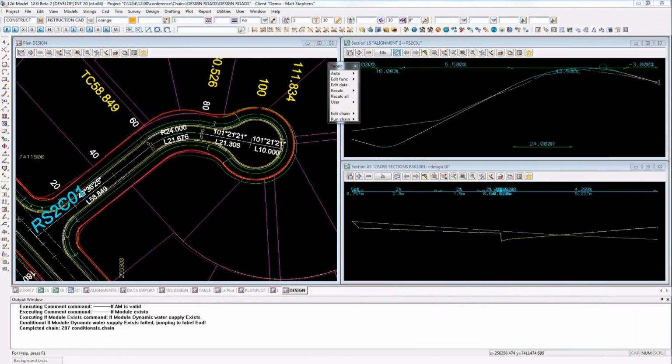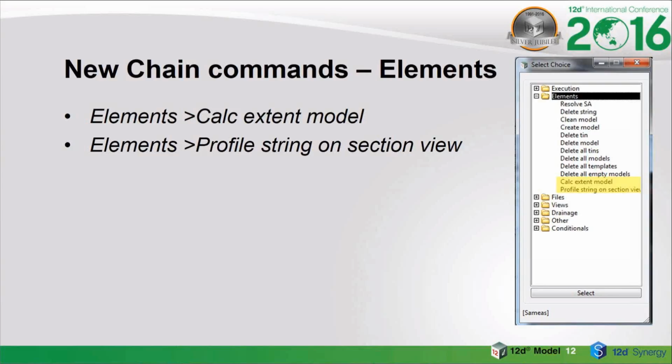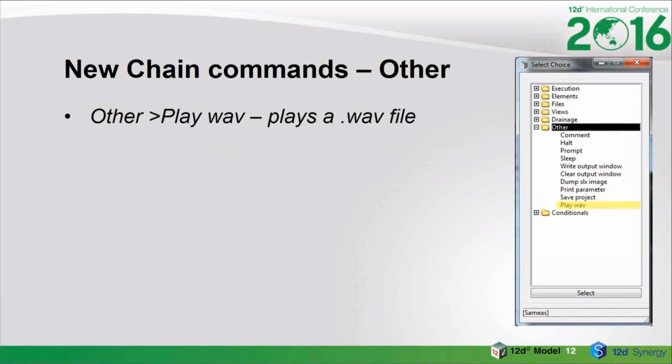Okay, some other new chain commands we have are elements, where we can actually calculate the extent of a model. We can profile a string now on a section view, so we can automatically set that up. We can play a WAV file as well. So for instance, if you get an error, you may want to play a WAV file.